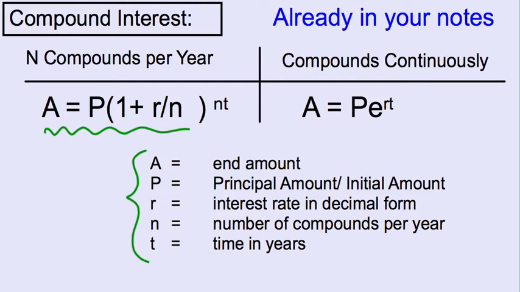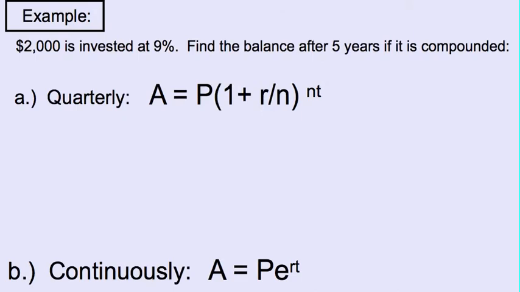And if you ever hear the word continuous, then you would use the Pert equation. Remember, e represents that approximate 2.71. So let's get into using that set of formulas.